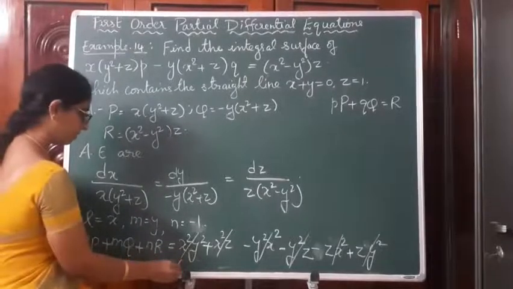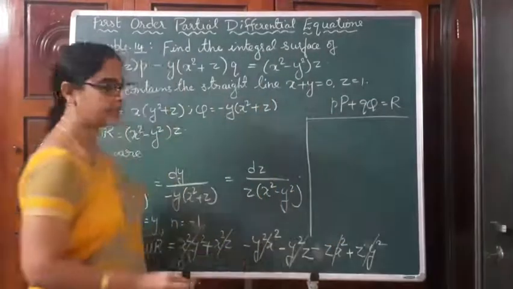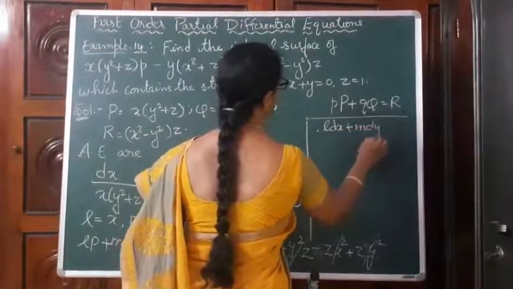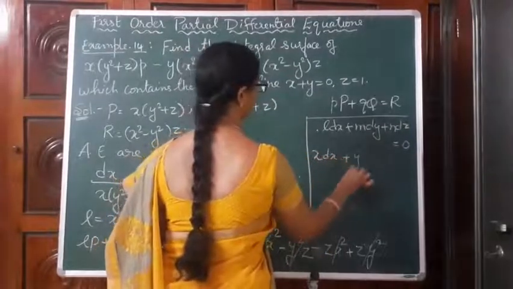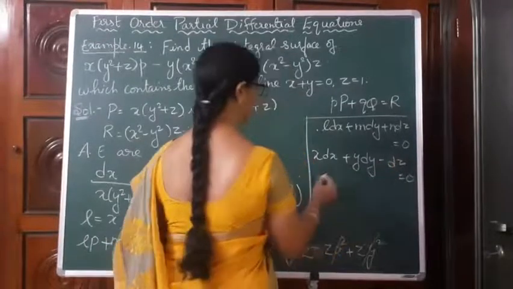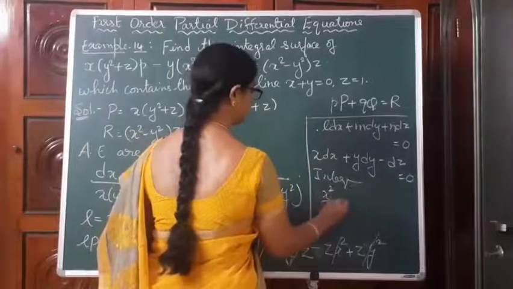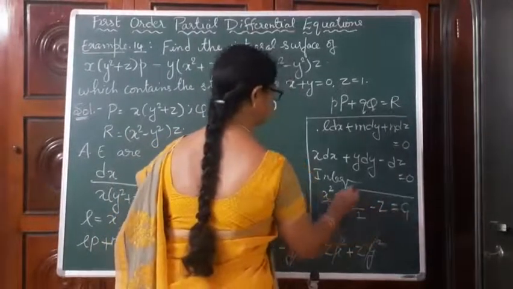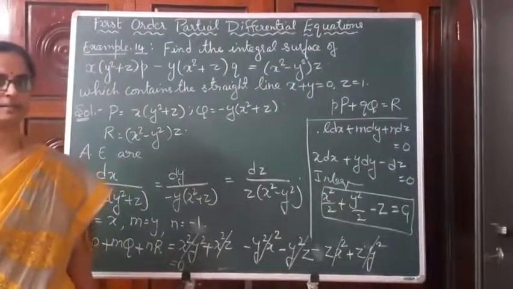So that LP plus MQ plus NR became 0 and hence L dx plus M dy plus N dz becomes 0. Therefore, L dx plus M dy plus N dz is equal to 0, that is x dx plus y dy minus 1 into dz is equal to 0. On integrating we get x square by 2 plus y square by 2 minus z is equal to c1. This is the first solution.